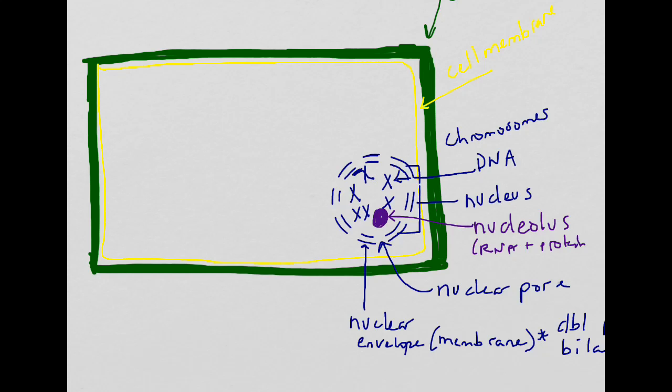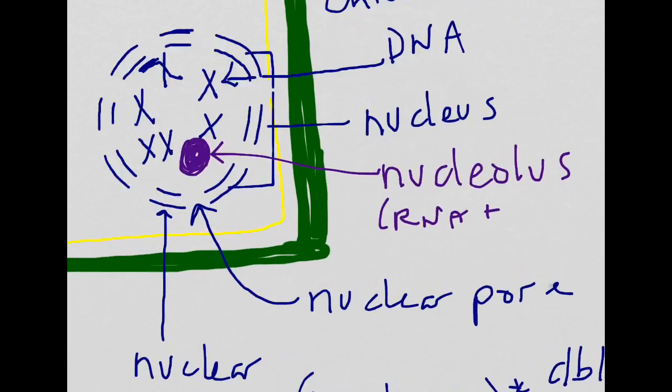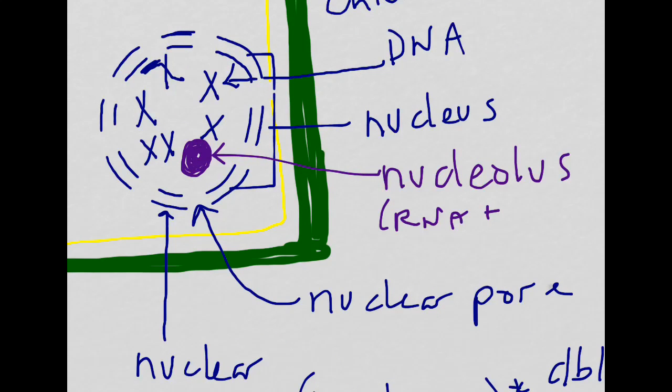Remember I said that the nucleolus is a factory. It's where we make ribosomes. So we're going to find ribosomes in there. Those ribosomes are going to be in various states of completion.